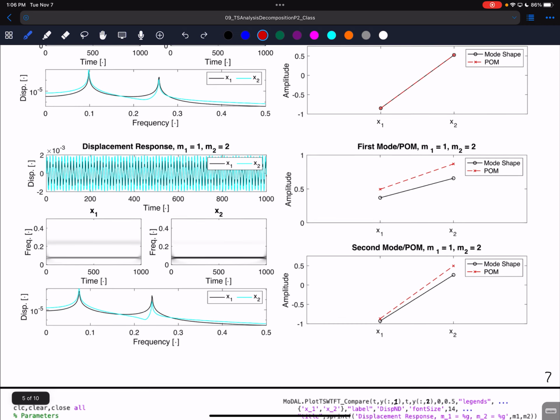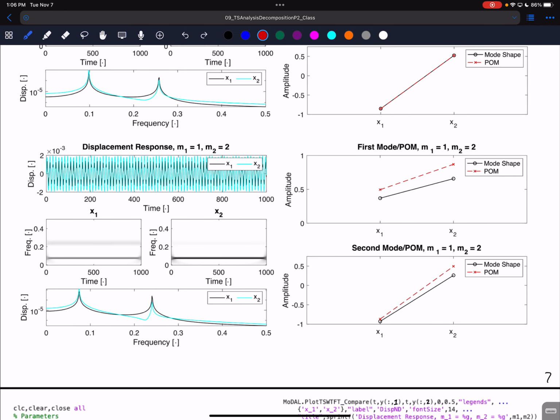All right, let's take a look at a case where m2 is equal to 2 now. I'm just going to focus on the palms here on the right. You can see that the palms are similar to the mode shapes in terms of signs and somewhat overall amplitudes. And even if we think about the slope between the 2 points, they're similar, but they're not exactly the mode shapes as well. And that's because the mass matrix is no longer equivalent to an identity matrix.